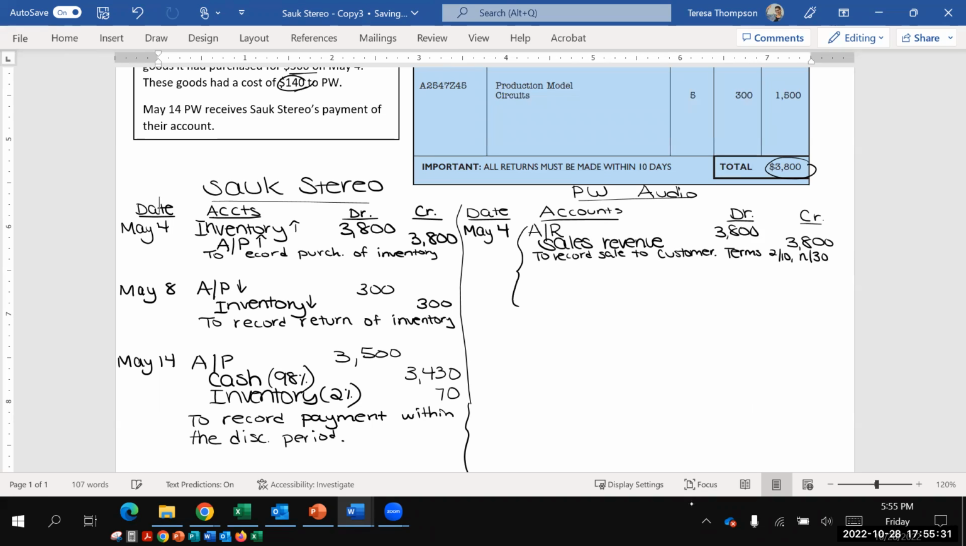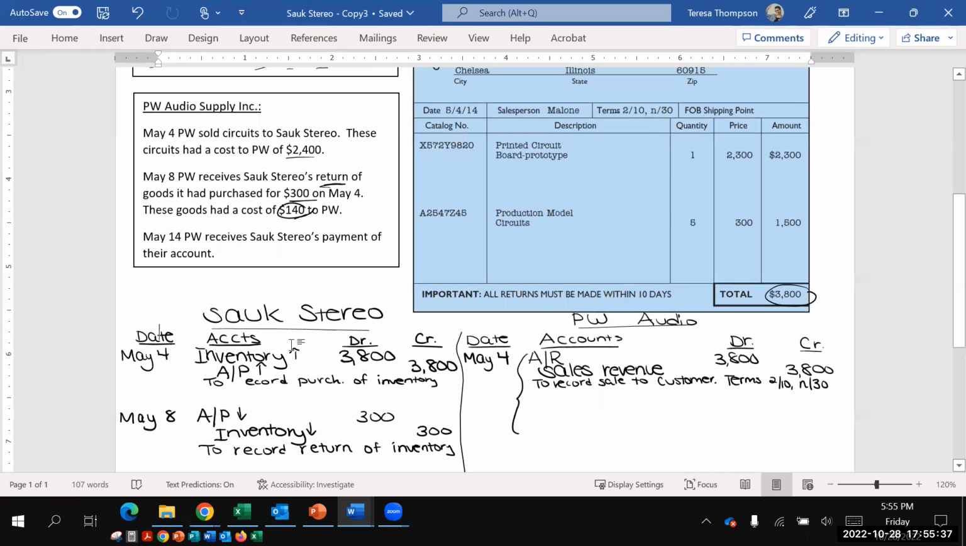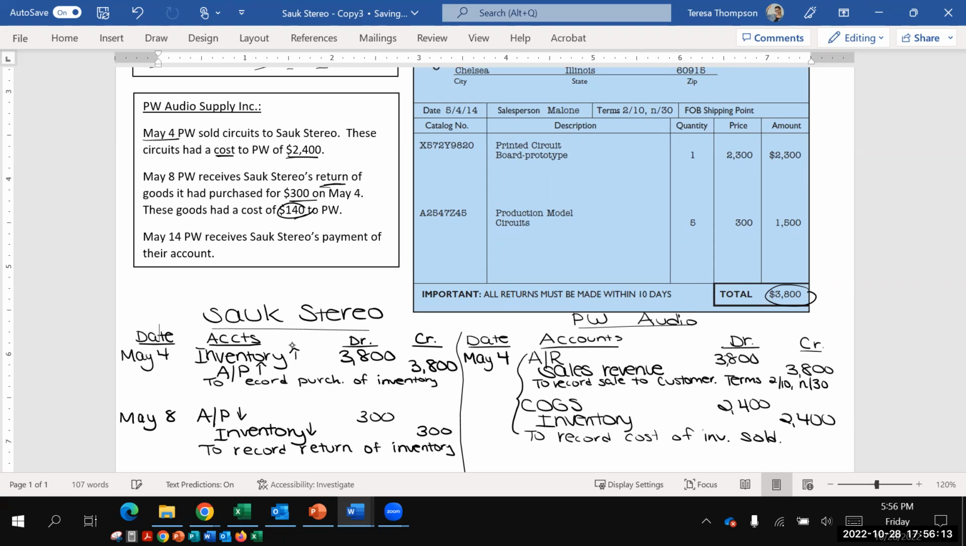We said whenever we're recording a sale, there are 2 journal entries. You'll be reminded that there's 2 because they'll always give you 2 amounts. Like here on May 4th, they tell you the cost of $2,400. And you obviously couldn't put the $2,400 in the first journal entry because if you put $3,800 and then $2,400, your debits wouldn't equal your credits. So you have to do a separate journal entry. We know those accounts will always be cost of goods sold and merchandise inventory. And for now, they have to give you what that cost is. In a later chapter, we'll learn how to calculate that. But for now, enjoy them giving you that information. Cost of inventory sold. Done.